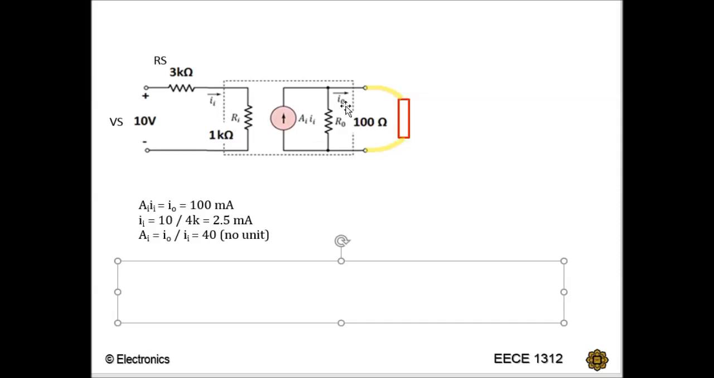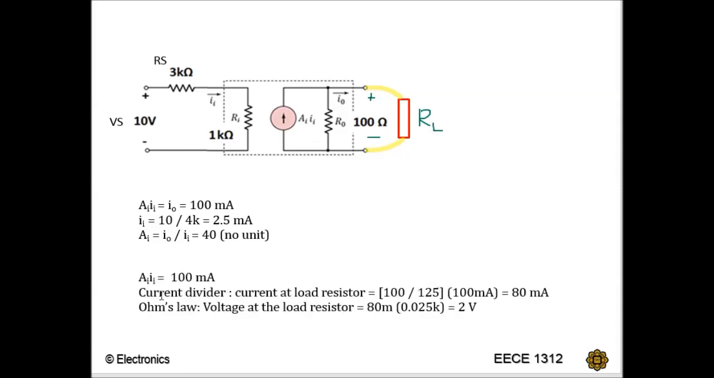Remember, the question asks for two parameters. The first one is I0, and the second one is the output voltage. The output voltage is just using Ohm's law, which is the voltage across the load. This is your RL, right? So first thing, we know that the short circuit current is 100 milliampere. So you don't have to worry about this anymore.